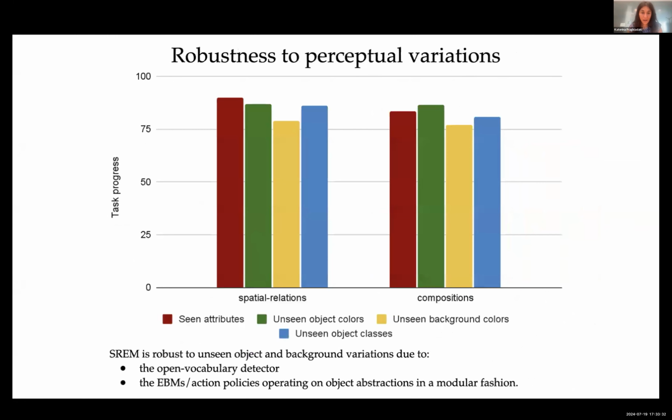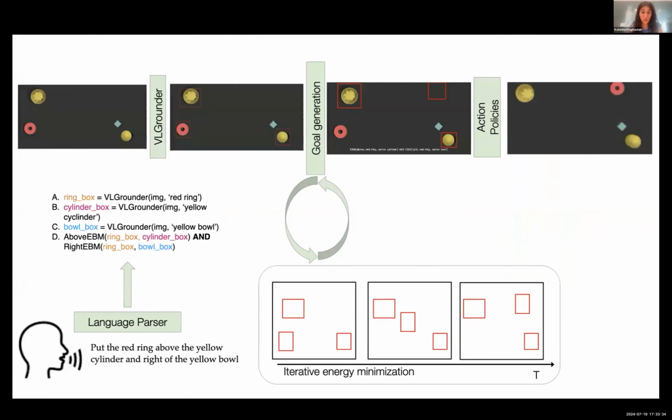Now, the interesting thing is, as I said, you can run it directly in the real world. Why? Because detectors generalize. You don't need to fine-tune your detectors to work in the real world. We can detect objects quite reliably nowadays. The energy-based models generalize because they operate over abstractions, and the action policies also generalize because they're very local, okay?